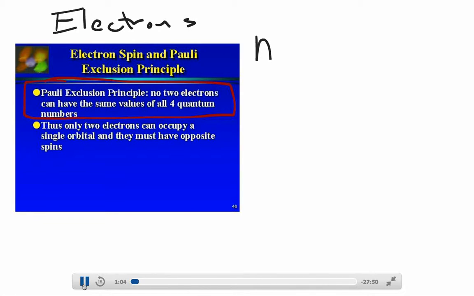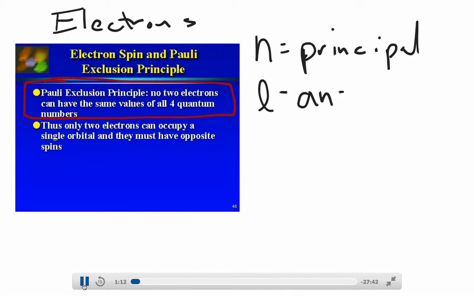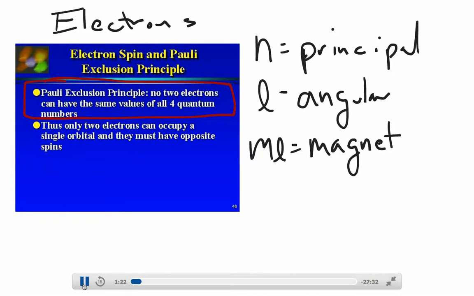And again, just a quick review, remember n is our principal quantum number that tells us the energy. We have L, which is our angular quantum number, but again, really, that tells us our shape. We have our ML, which is our magnetic quantum number, which tells us the orientation of that shape, or MS, which is the spin quantum number, tells us the spin of electrons.